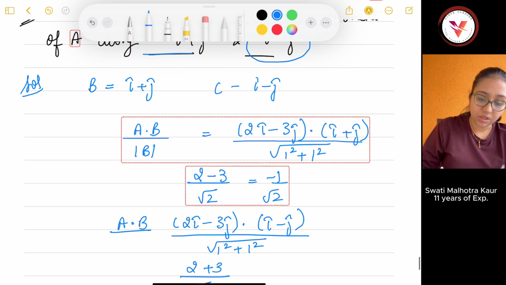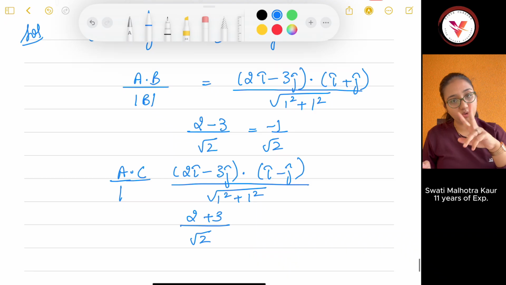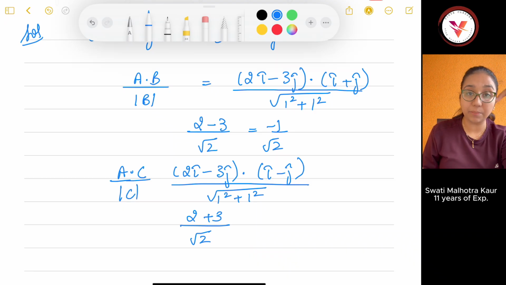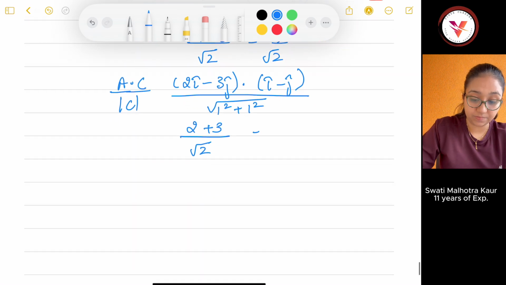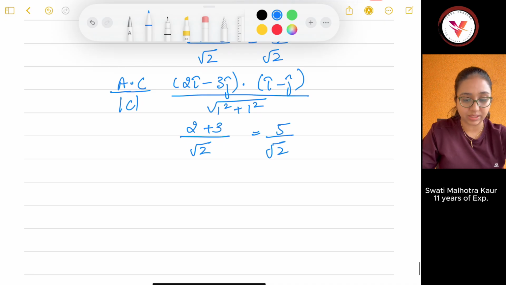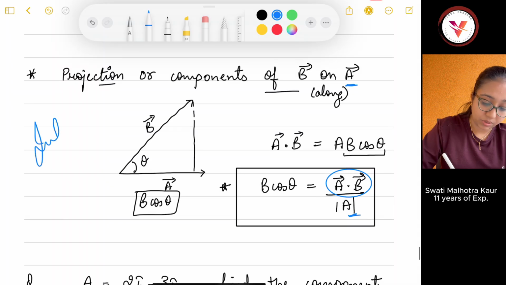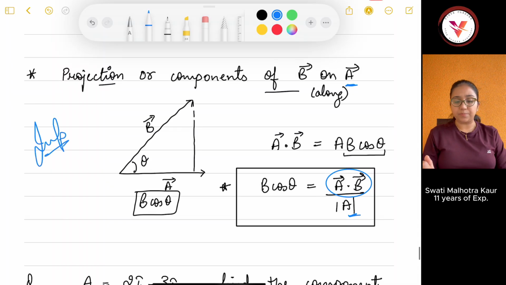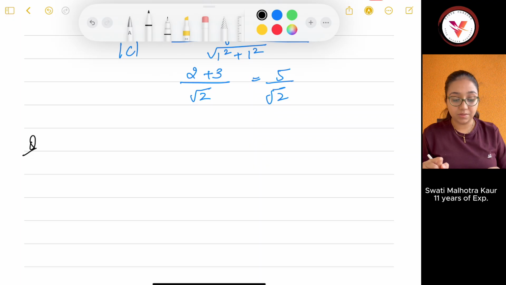So just remember, whatever the component you want, you have to take the dot product of both and divide by the magnitude of the vector along which you need the component. They can ask the component of a vector or the projection of a vector. It is one and the same thing. So this is something important. Okay, let's do some more questions and then we'll move to vector product.